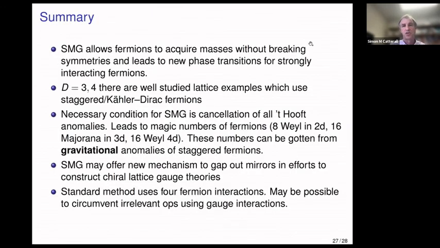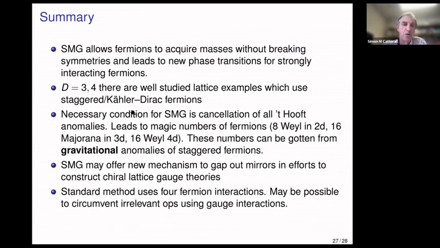So I'll move on and just summarize because I'm sure I'm running short of time. So symmetric mass generation allows fermions to acquire masses without breaking symmetries and leads to new phase transitions for strongly interacting fermions. And I showed you an example of that in 3 dimensions with this staggered fermion model, and also in 4, where the phase diagram is more complicated, but it still has such a direct transition, apparently. And so there are plenty of examples of these.